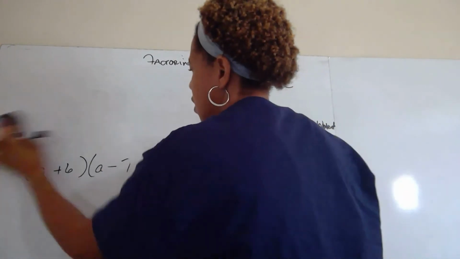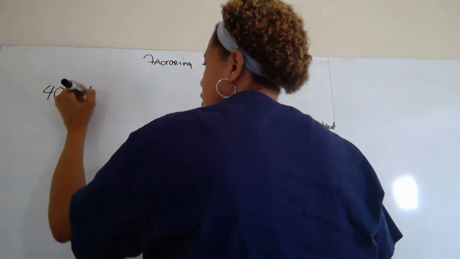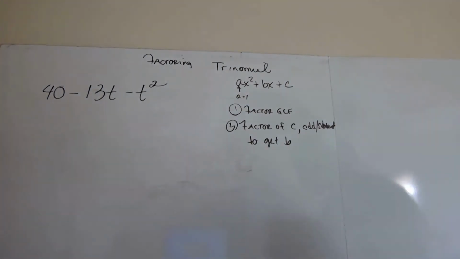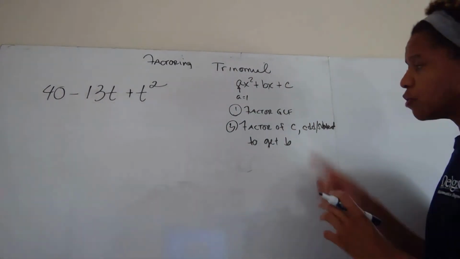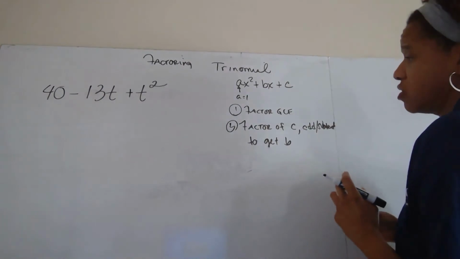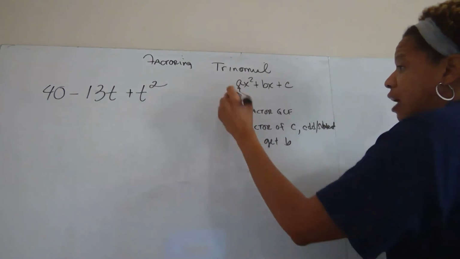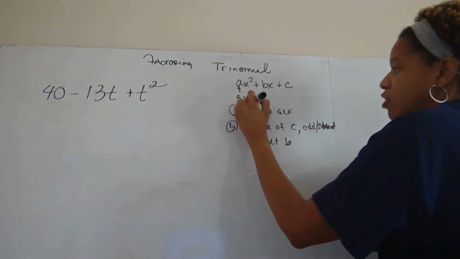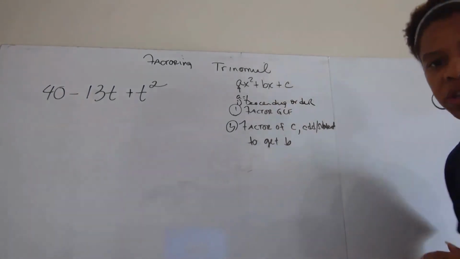Okay? All right, let's look at this problem. 40 minus 13t plus t squared. So before you factor out the GCF, there is a pre-step. We'll call it Roman numeral I. You should always make sure your problem is in descending order. You should always make sure your trinomial is in descending order.